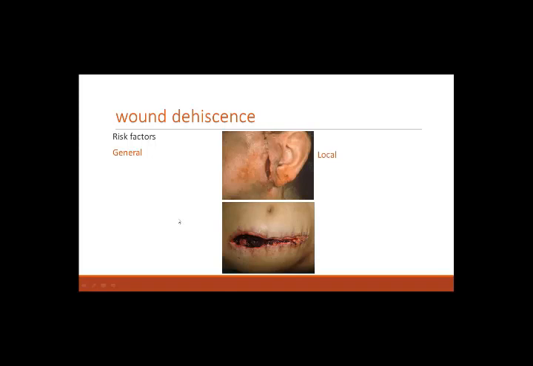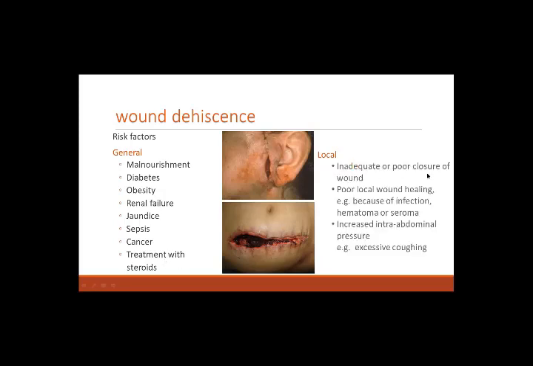General में वही तमाम चीज़ें, malnourishment, diabetes, obesity, renal failure, jaundice वगैरह वगैरह. और local में inadequate, poor closure, ठीक है? Poor wound healing because of infection, and increased intra-abdominal pressure in case of abdominal wounds, excessive coughing and stuff. Okay, करेंगे क्या? We will have to simply stitch things back. Take the patient back to the OT and stitch him up.